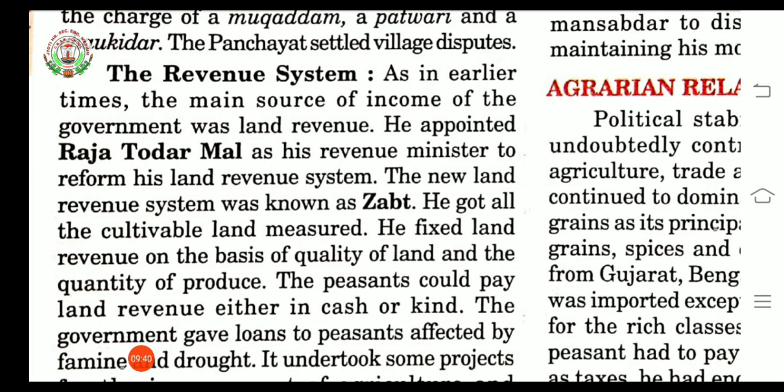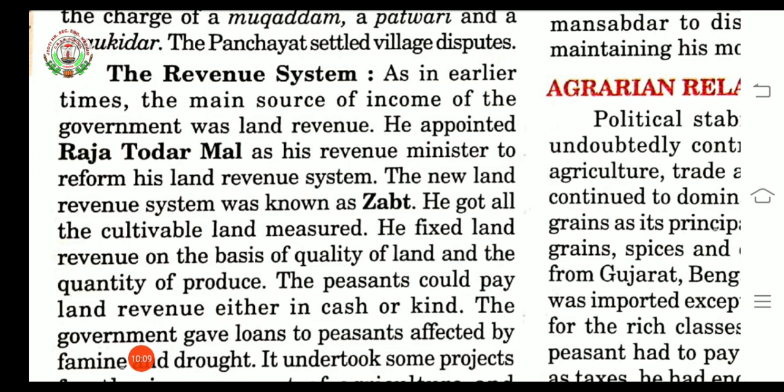For reforming the land revenue, he measured the whole cultivable land. Then he fixed land revenue on the basis of 2 elements. First was the quality of the land. Second, the quantity of produce. The peasants had choices to pay the land revenue. They could pay either in cash or kind. Here kind means they can pay through goods or services.